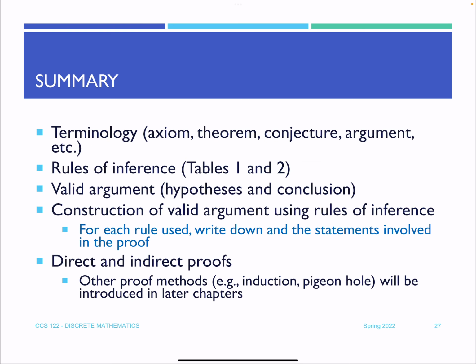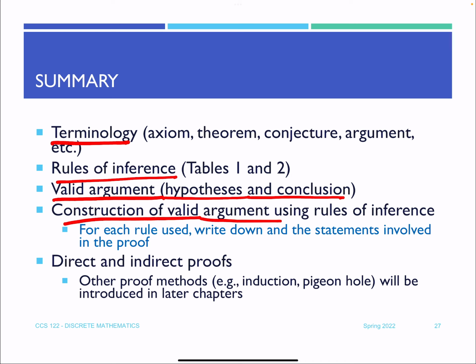So in this section, in this half of chapter 5, we learned some basic terminology necessary for mathematical proofs, the rules of inference, valid arguments, hypotheses and conclusions, construction of valid arguments using rules of inference, and the difference between direct and indirect proofs. And there are other types of proofs, but these are kind of like the two most important ones.